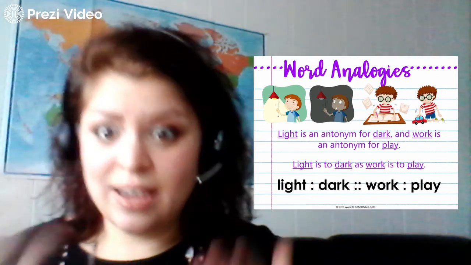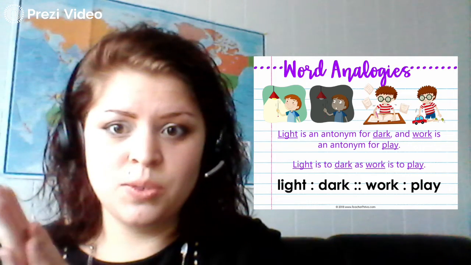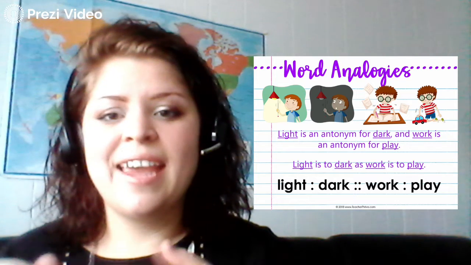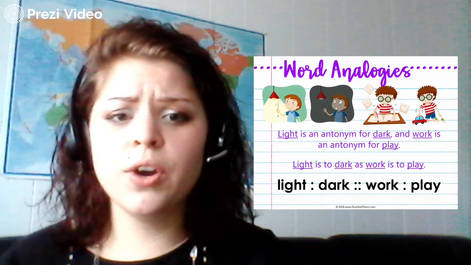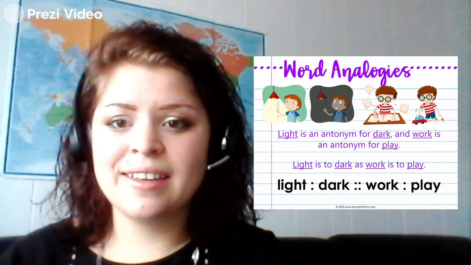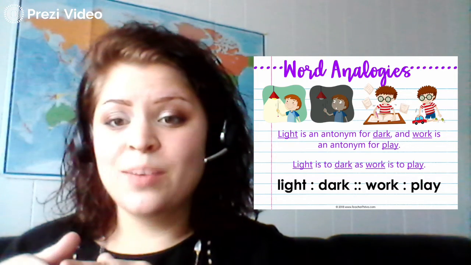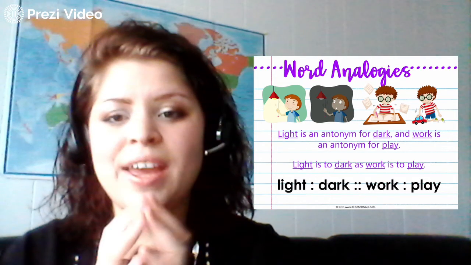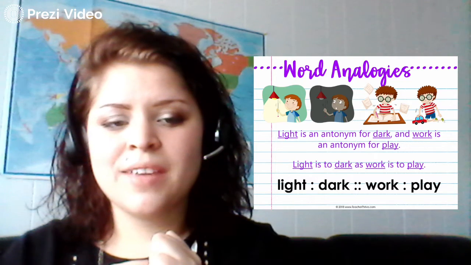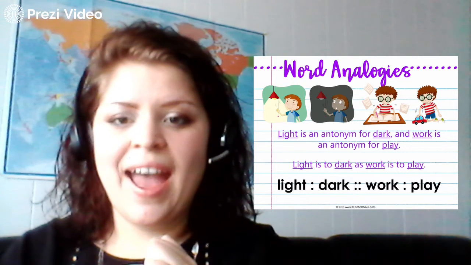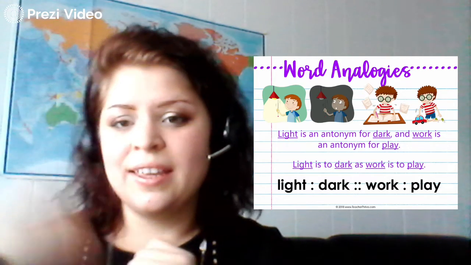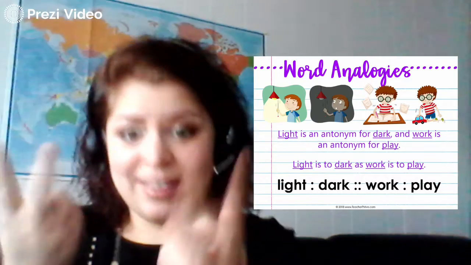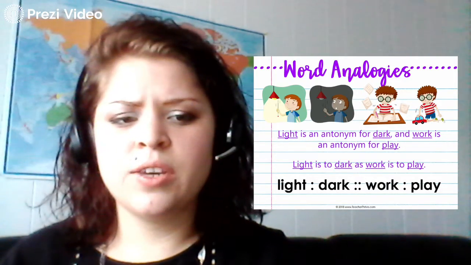So synonyms and antonyms are relationships between words, and so they can be analogies. For example, light is an antonym for dark, and work is an antonym for play. So written as an analogy, that would be light is to dark as work is to play. Light and dark, they're antonyms, and work and play, they're antonyms. Let's look at some more examples.